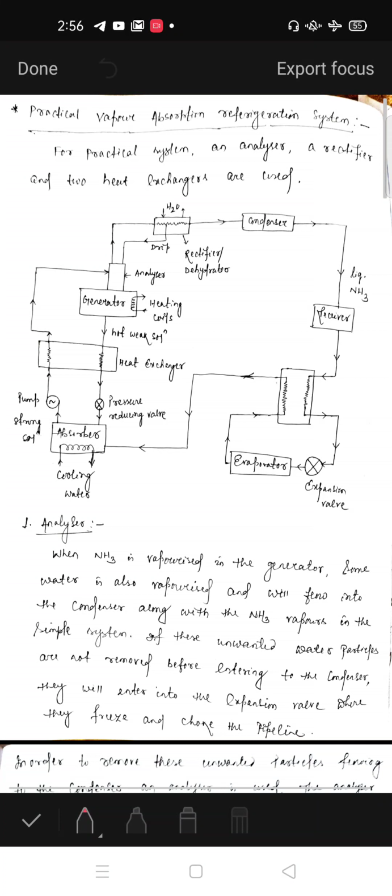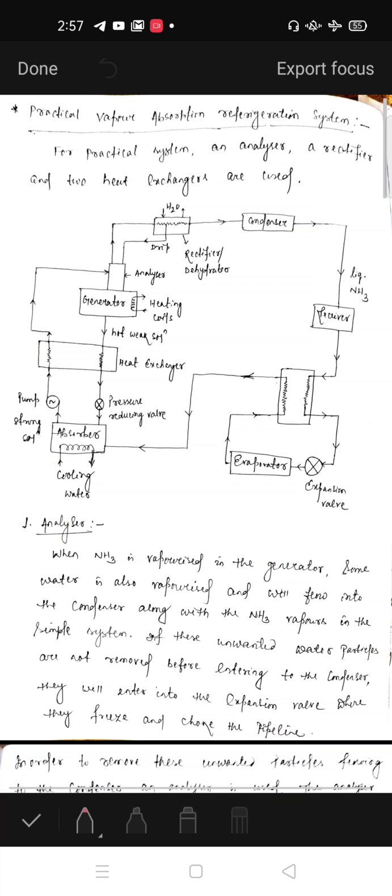Welcome back, students. Today we will see the practical vapor absorption refrigeration system and its COP, and we will solve some numericals regarding this topic. So, what is a practical vapor absorption system?